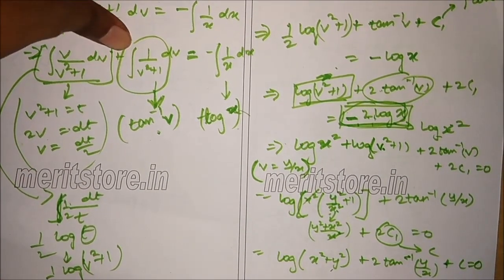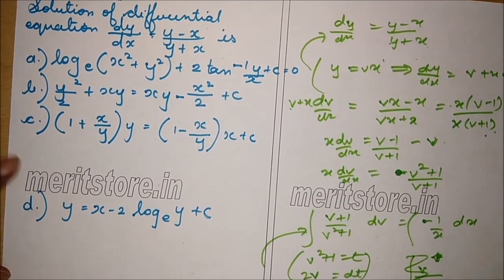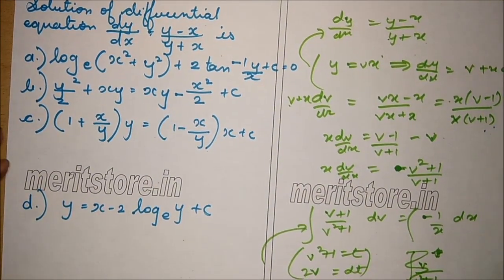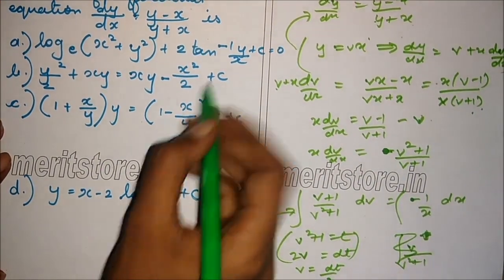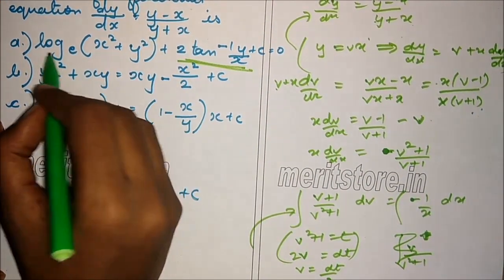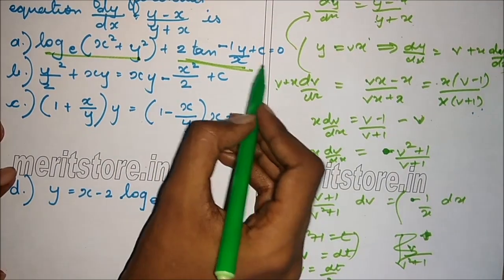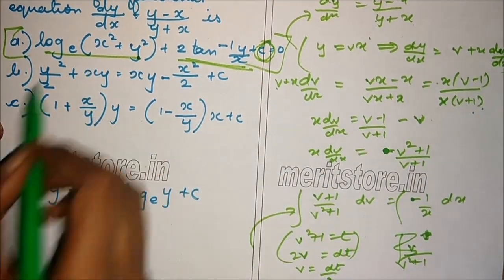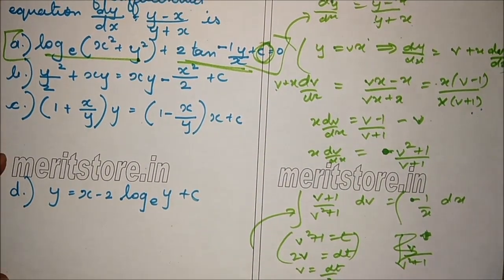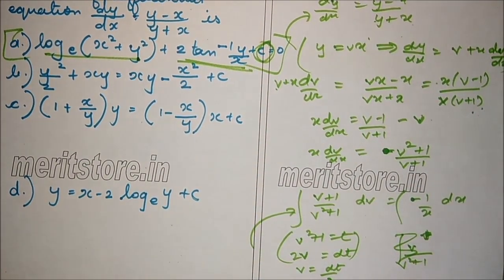So comparing it with the options, the answer will be: 2 tan inverse of x, log of x square plus y square, and a constant c. So the answer is A, log of x square plus y square plus 2 tan inverse of y by x plus c.